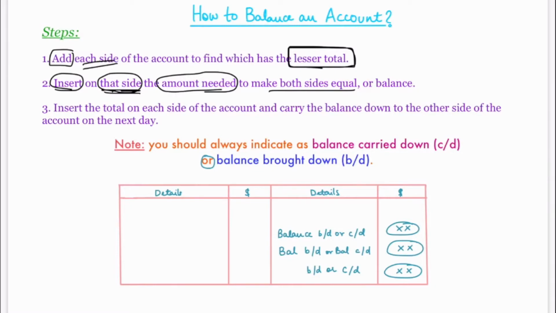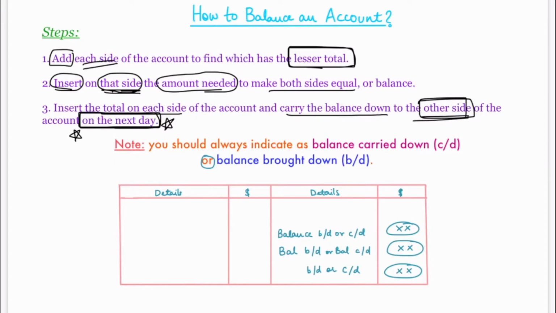Third, insert the total on each side of the account and carry the balance down to the other side. Keyword number 1, of the account, and keyword number 2, on the next day. In case you are in a hurry, if you don't write the next day in the date column, then your marks can be reduced. So make sure that if the account is closing on 30th March, then the next day will be 31st March, and so on.